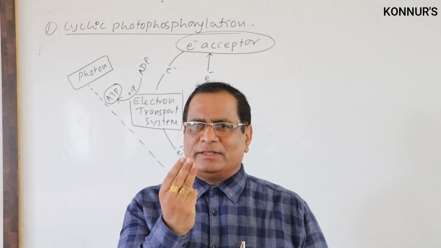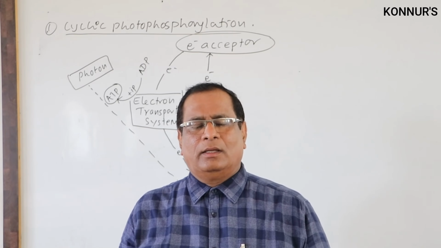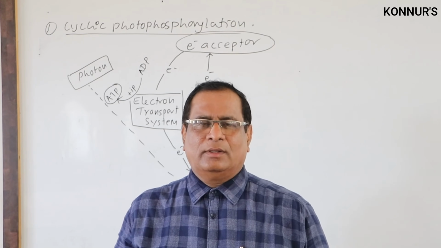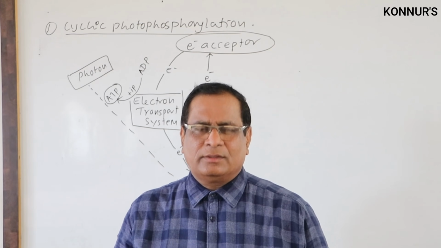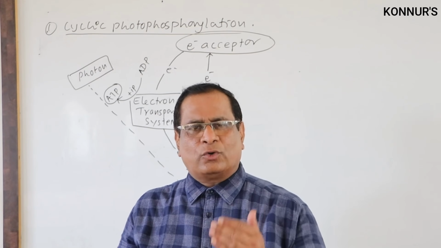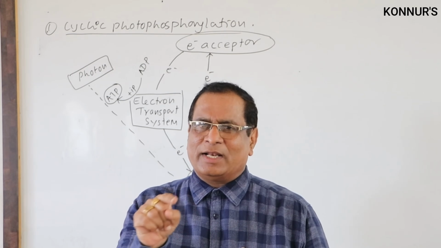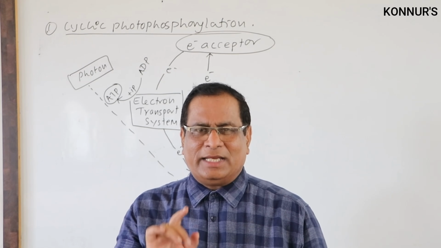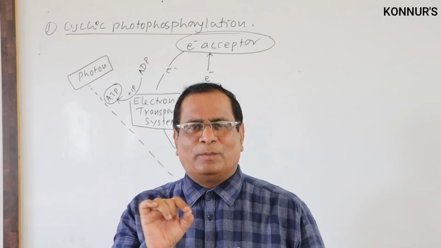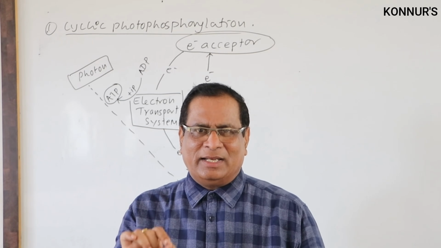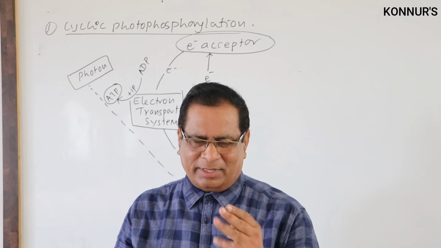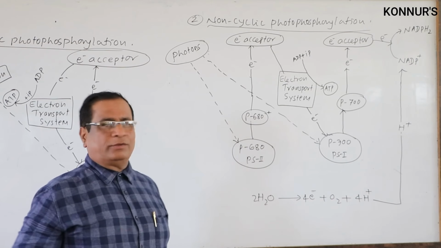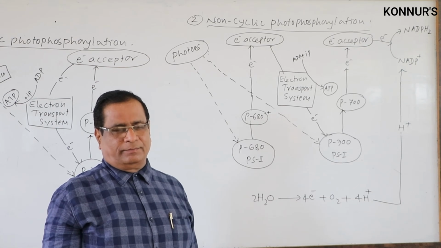Here, three things you should remember with respect to this. In cyclic photophosphorylation, just 1 ATP is formed. Cyclic photophosphorylation involves photosystem first. As photosystem first is involved, P700 is there, and this cyclic photophosphorylation takes place on stroma lamellae or intergranal lamellae. These three things you must remember. That's all. This is a schematic representation of non-cyclic photophosphorylation.